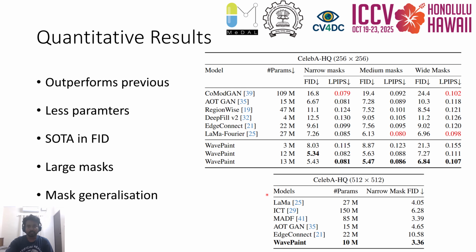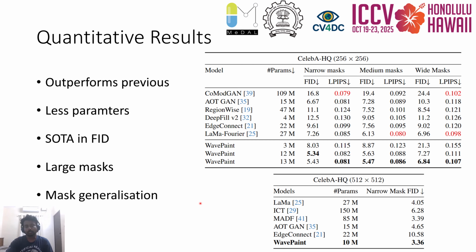So these are the quantitative results of our architecture compared to the previous models. We choose architectures which have less than 100 million parameters to compare, and among them LaMa is the best performing model, and we show that we are outperforming LaMa in narrow mask, medium mask, and wide mask inpainting. You can also see that our model has very few parameters compared to the previous model, and it is also giving state-of-the-art results in the FID metric in all three mask categories. And it will also work well with the wide masks or the large masks.